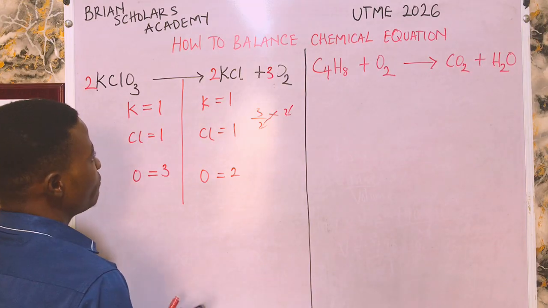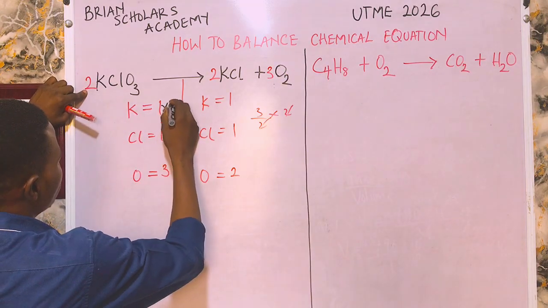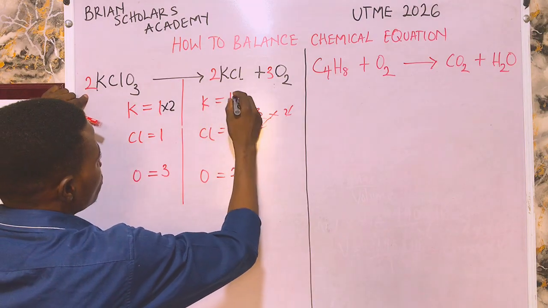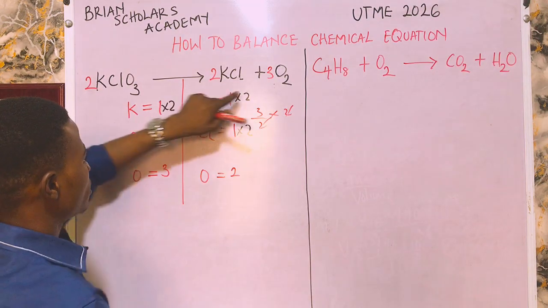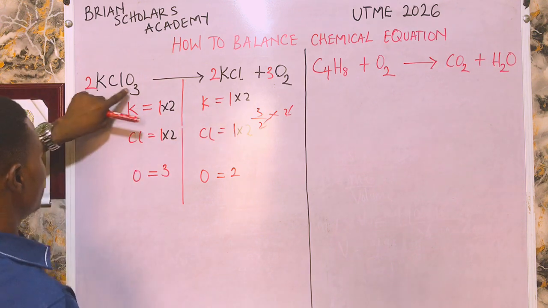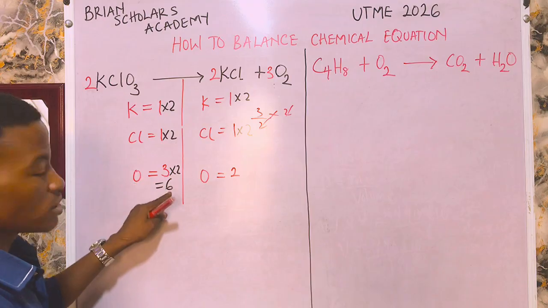So if you check now, everything is balanced, right? Everything is balanced because potassium now is multiplied by 2, that's 2. Potassium here as well is also 2. Chlorine here as well is also 2 now, right? This is also 2, right? Then if you look at this, 2 multiplied by 3, that's what? That is 6. So oxygen is 6 here.